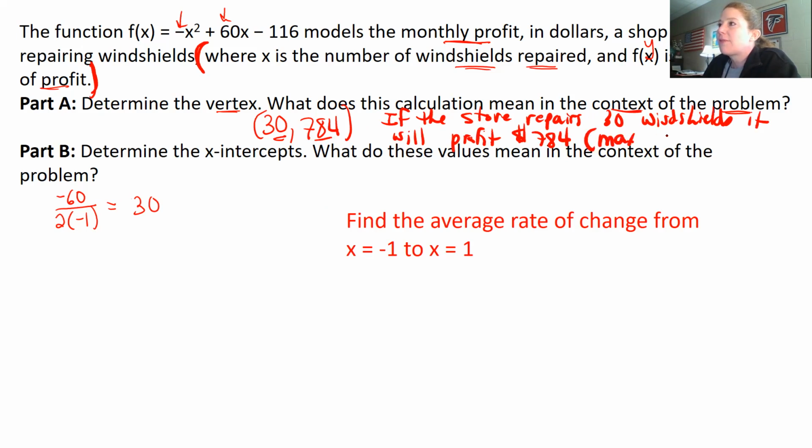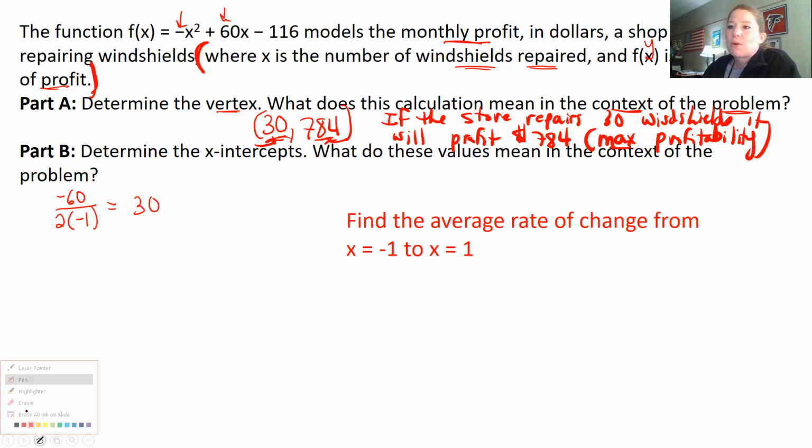This is the maximum profitability. So imagine that graph. Obviously, we don't have a graph that goes up to these big numbers, but the vertex is going to be the highest point, and then as you go away from the vertex on both sides, the profitability will decrease, actually, won't it? It'll decrease. So that's why this is the maximum profitability. This is like the sweet spot of making profit for how many windshields we have to repair in order to make our maximum profit. This is it right here.